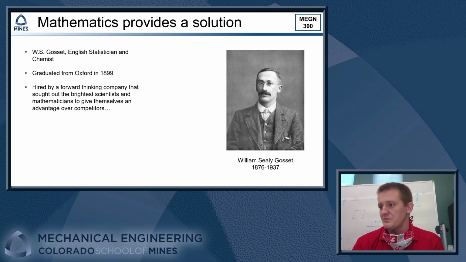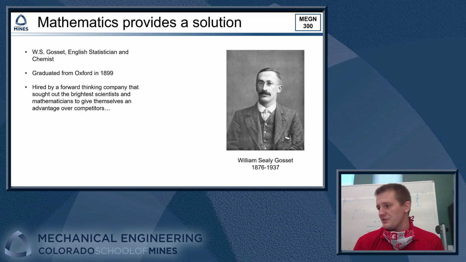Now, this technique was developed by an English statistician and chemist named William Sealy Gosset. Right, there's his picture and when he lived. He graduated from Oxford in 1899, and when he graduated, he got hired by this company that at the time was kind of like a Google or Apple, one of these big companies that was really investing in hiring a lot of very bright people and giving them a lot of academic freedom on how to improve their process.